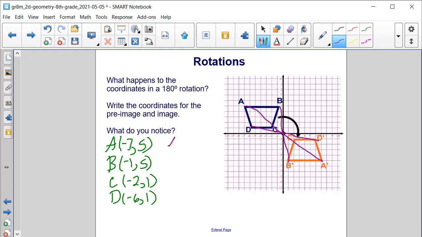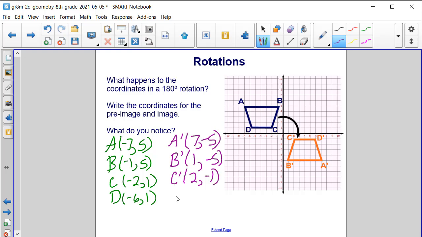And when this happens, we see that A prime has the coordinates 7, -5. And B prime has the coordinates of 1, -5. And C prime has the coordinates of 2, -1. And the coordinates of D prime are 6, -1.